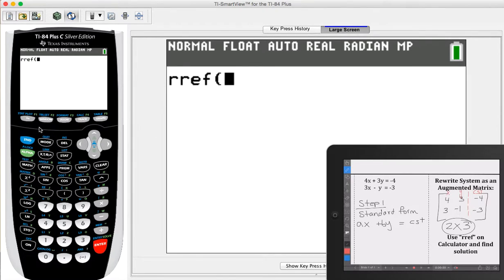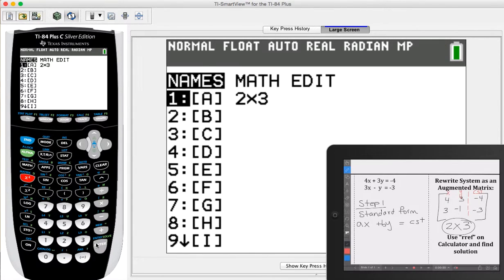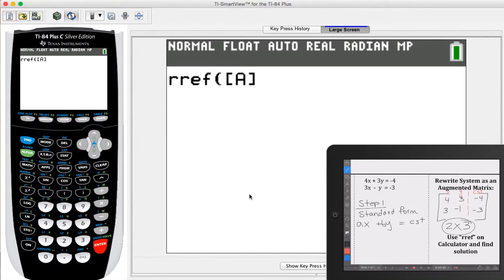To matrix A. So you need to go to second, x negative 1, and press enter on 1, because now you're telling the calculator, calculate the RREF to matrix A, the one that you have prepared. Close parentheses and press enter.